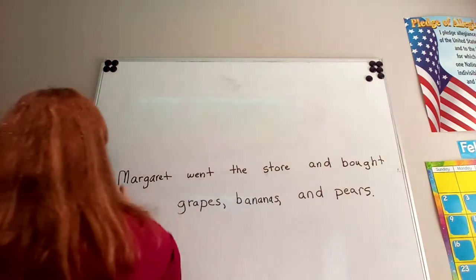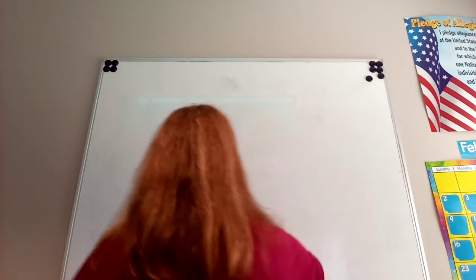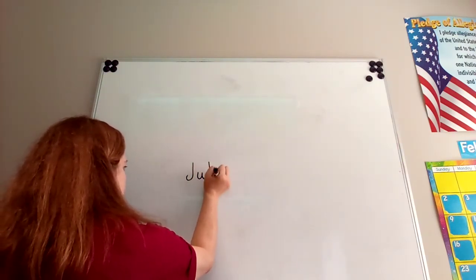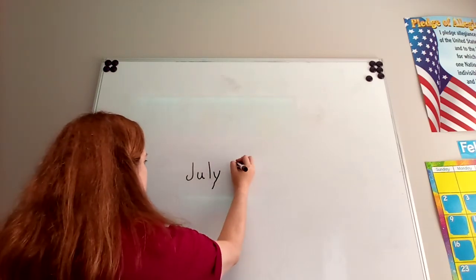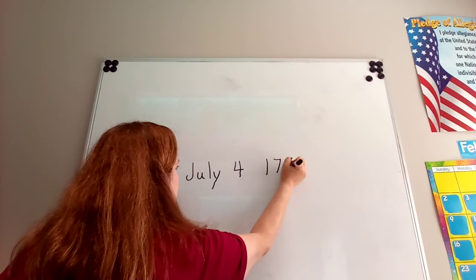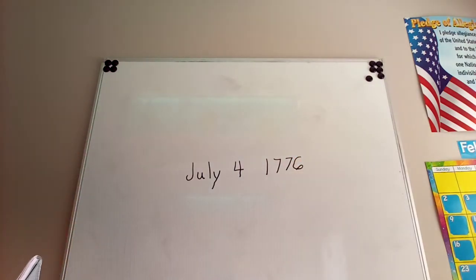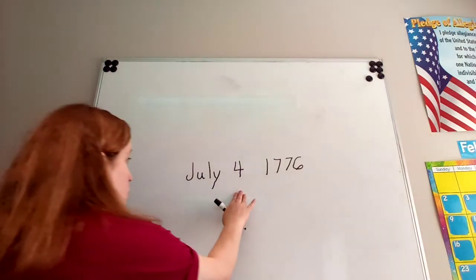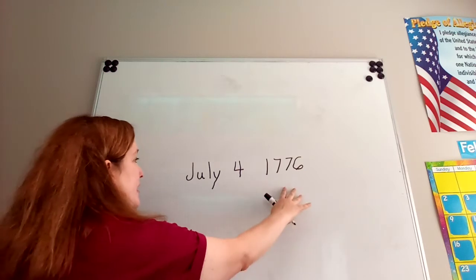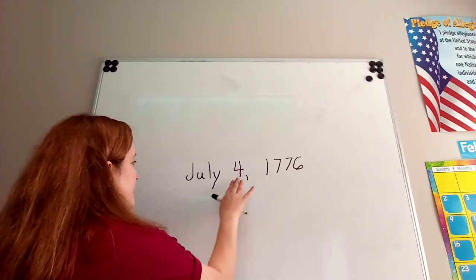So let me erase this. So if I were to write July 4th, 1776, we could not leave it like that. We need to separate these numbers, the 4 and the 4, which is the day of the month, and this is the year. So we will put a comma right there. July 4th, 1776.